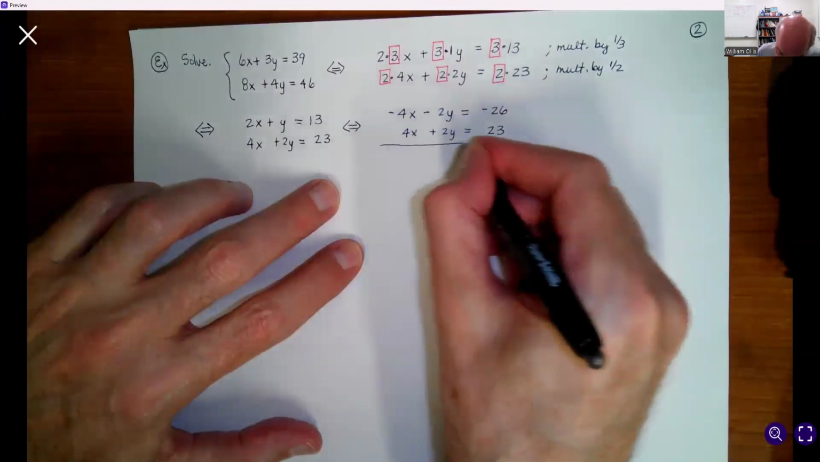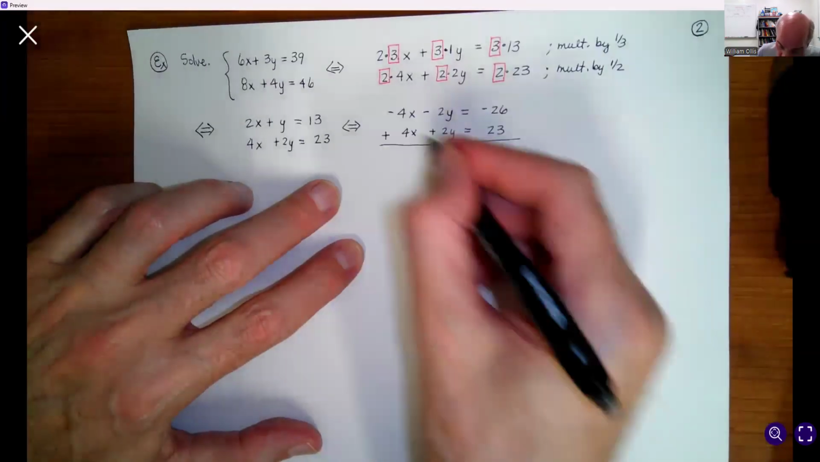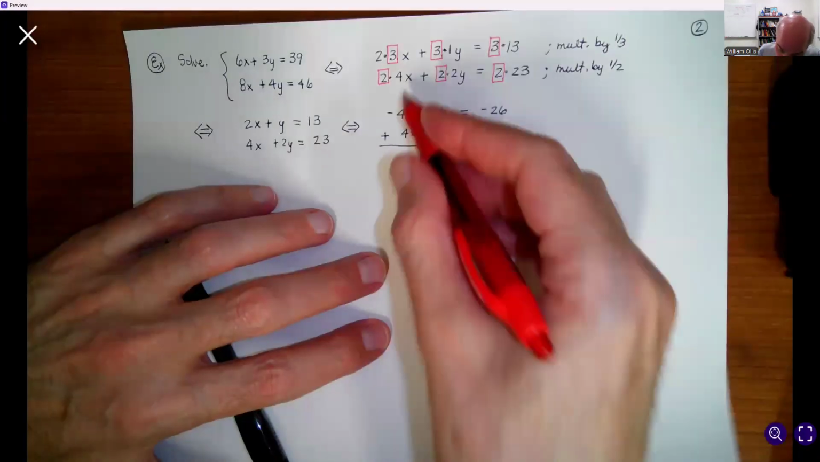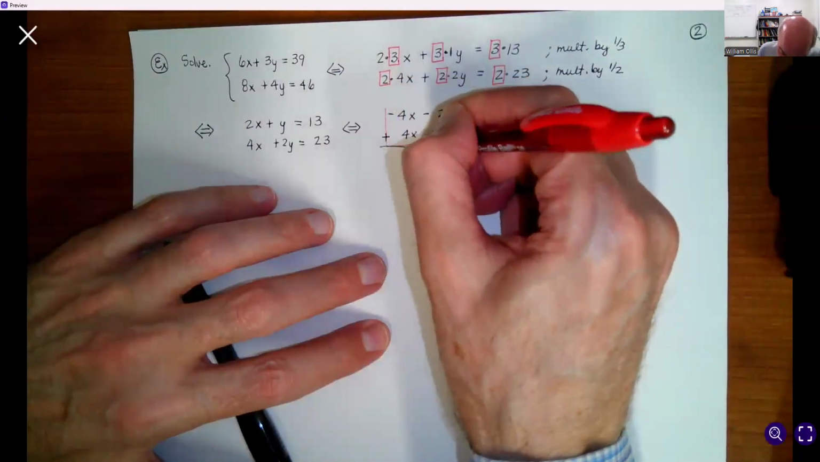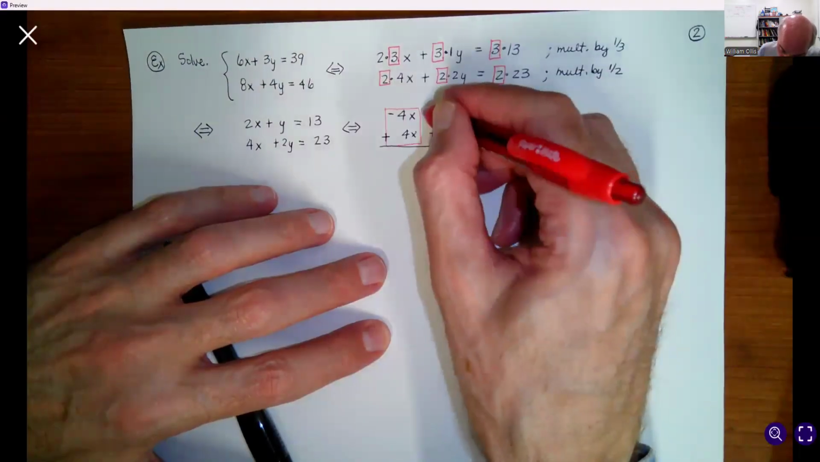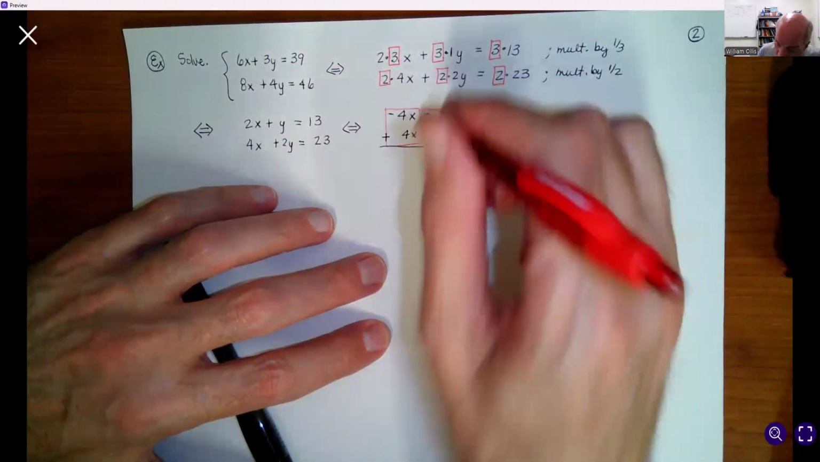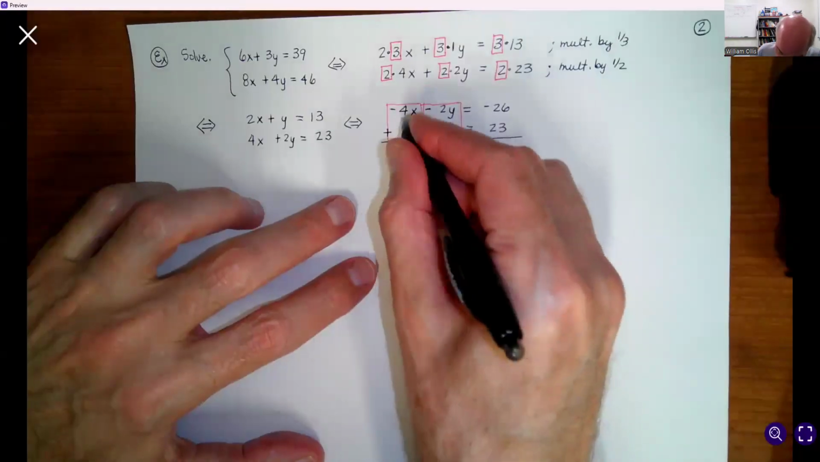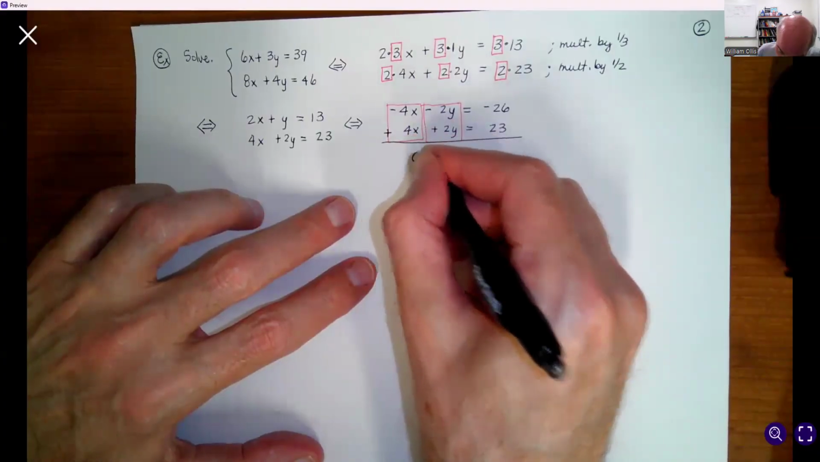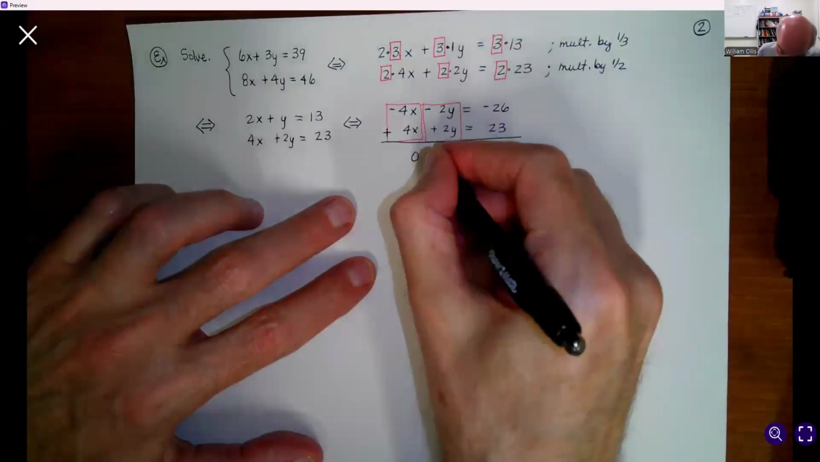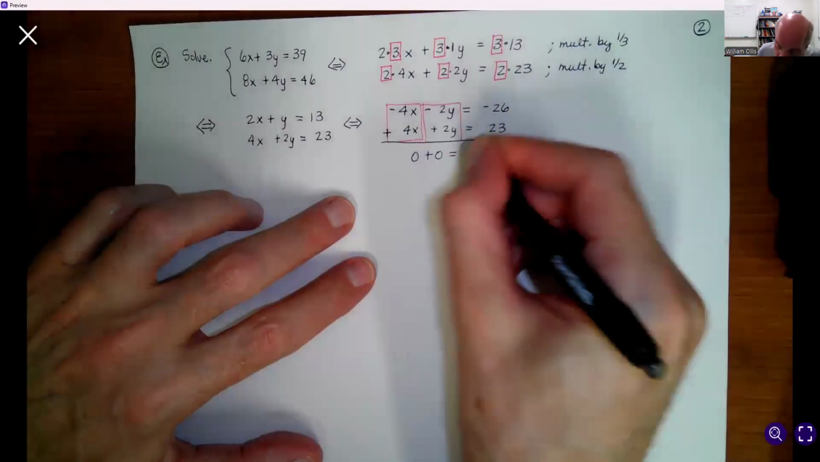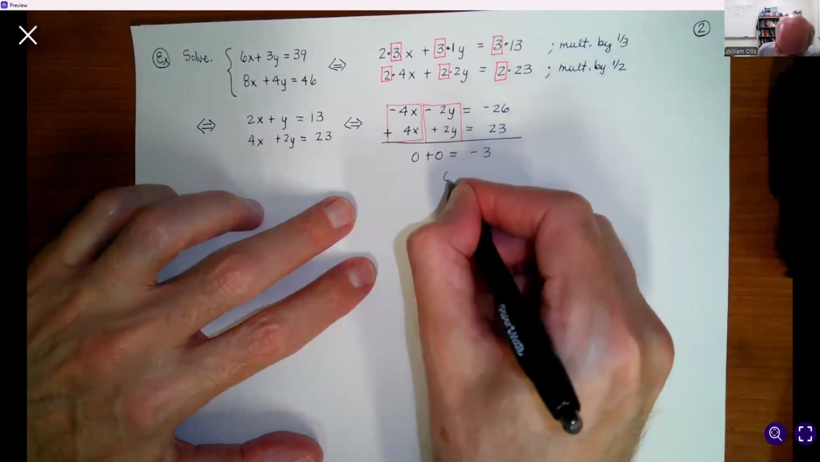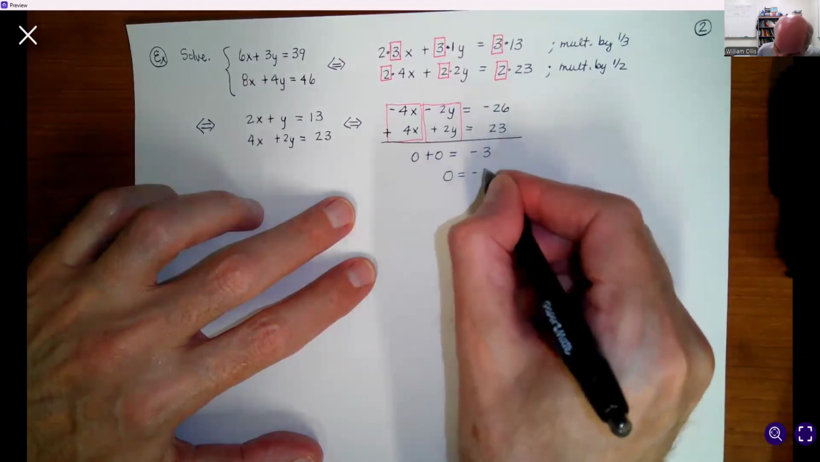Now, it is customary to do this, even though it's not required. We're just going to add the equations, and we see that in both cases, these two terms will absorb because they're additive inverses, and also these two terms will absorb because they're additive inverses. So when we do that, of course, -4x plus 4x is 0, and -2y plus 2y is also 0. And then, of course, the -26 plus the 23 is a -3. So we get the following logical statement.